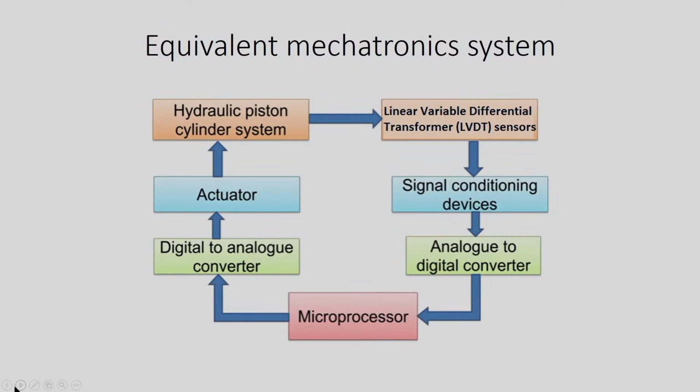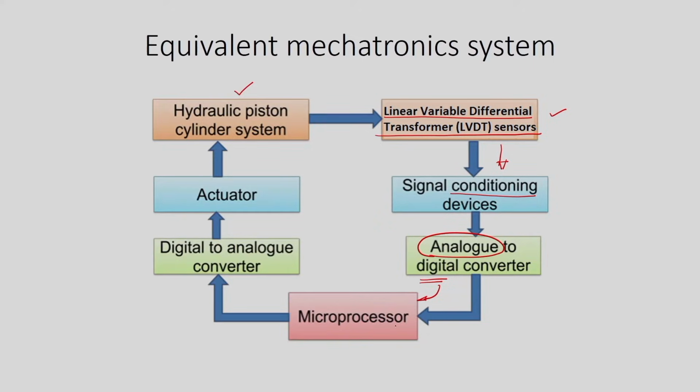So, let us represent all these elements as a block diagram. We have taken the hydraulic piston cylinder system, then we have to select a suitable sensor. In our case, we are taking an LVDT, that is a linear variable differential transformer. It is a contact based displacement sensor. The sensors produce signals, those signals are conditioned and the analog form is converted into digital form, and those digital signals are given to the microprocessor.